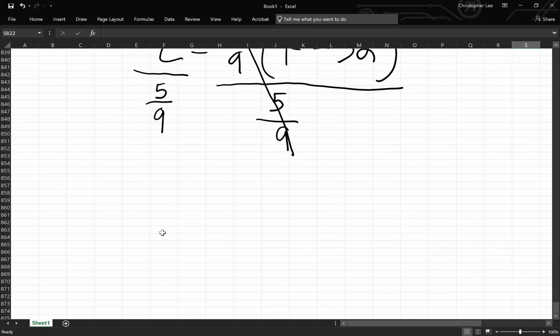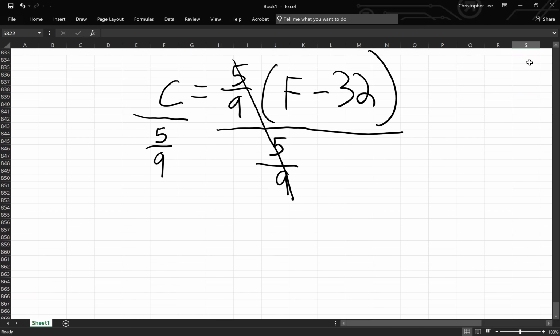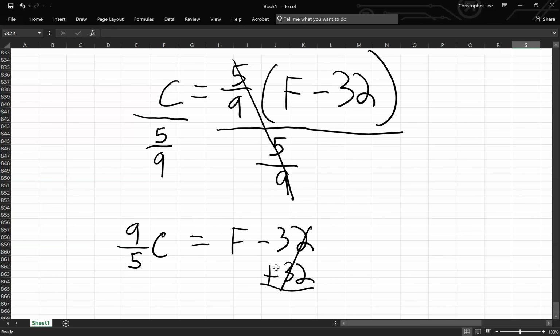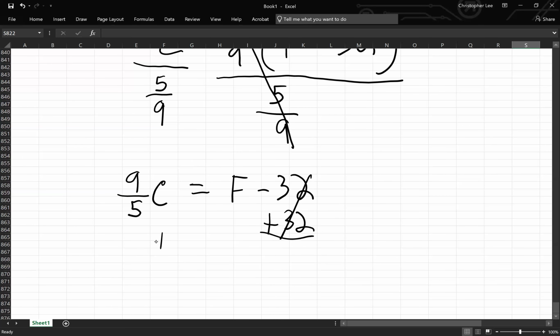And then you guys already remember, right? Keep, change, flip. So what is this going to become? 9/5 Celsius is equal to Fahrenheit minus 32. All right? What do I do after that? Exactly. And then I'm done. That's the end of the question. Plus 32. So I have 9/5 Celsius plus 32 is equal to Fahrenheit. And that's the Fahrenheit formula.